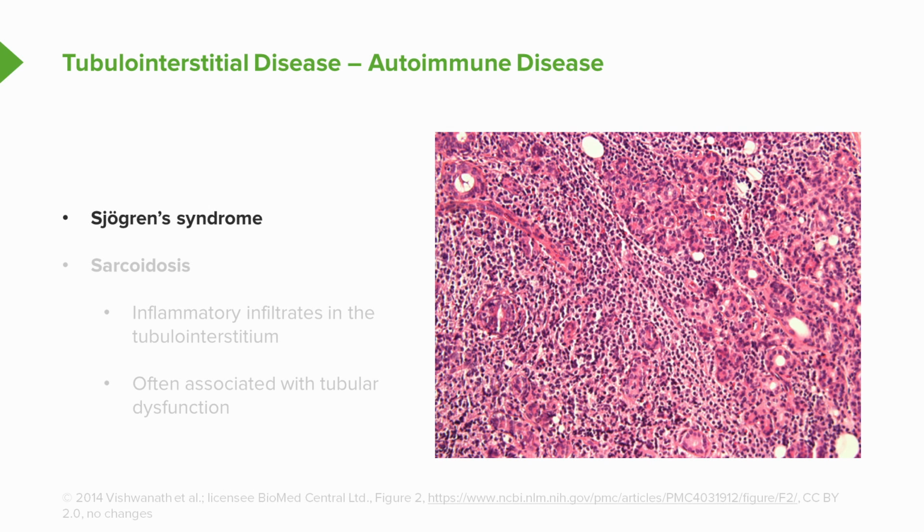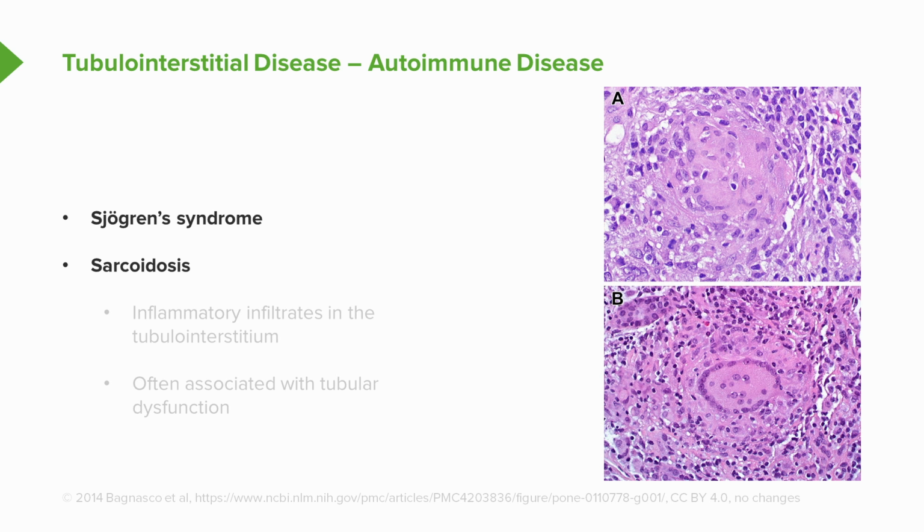Another category of tubular interstitial diseases that we have to think about are some of the autoimmune diseases. This includes things like Sjogren's syndrome. If you remember, Sjogren's syndrome is associated with sicca syndrome. That means dryness. So patients will manifest with destruction of the lacrimal and salivary glands, and it's associated with polyclonal B cell activation.